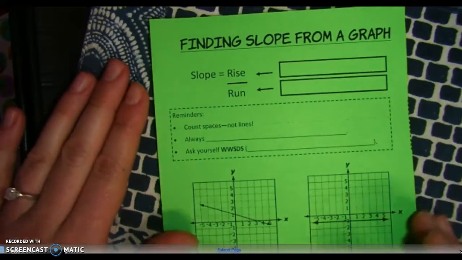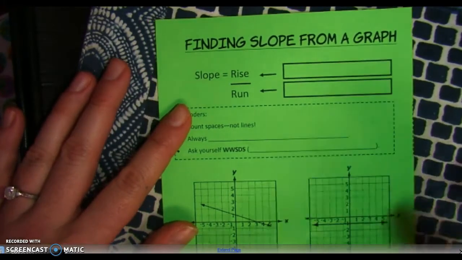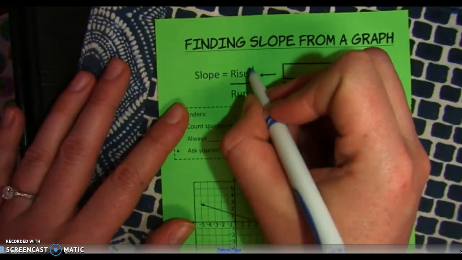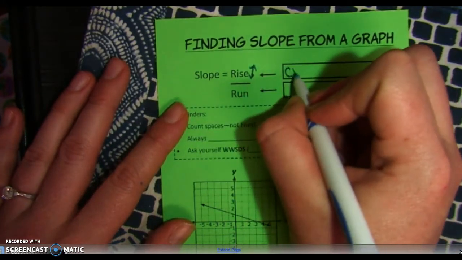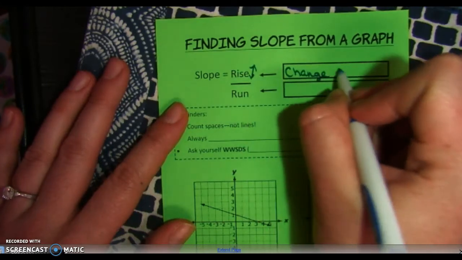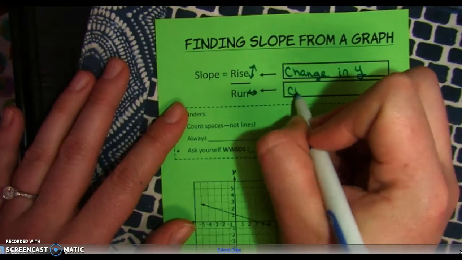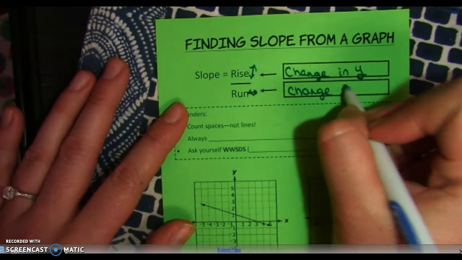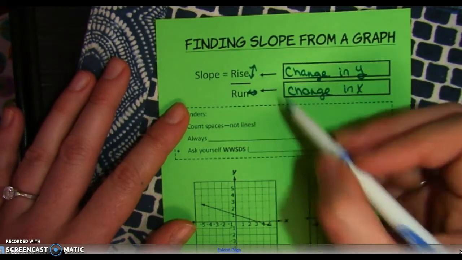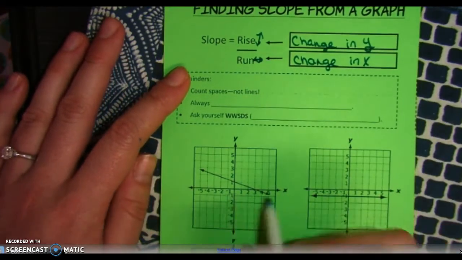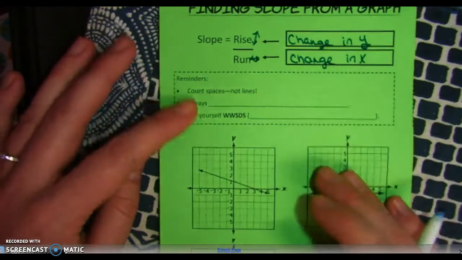Okay, so today we will practice finding slope from a graph. So slope is always the rise over the run. Rise meaning I go up or down, so that's really the change in y. Run means going left to right, so that's our change in x, because rise we would move along the y-axis. Change in x we move along the x-axis.